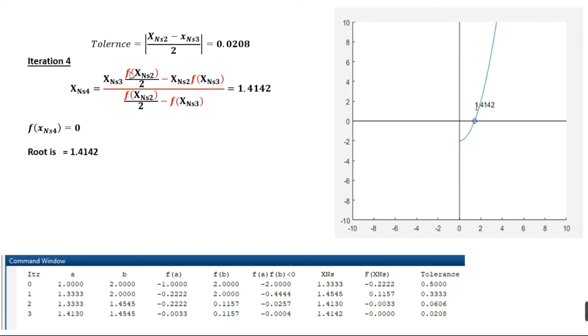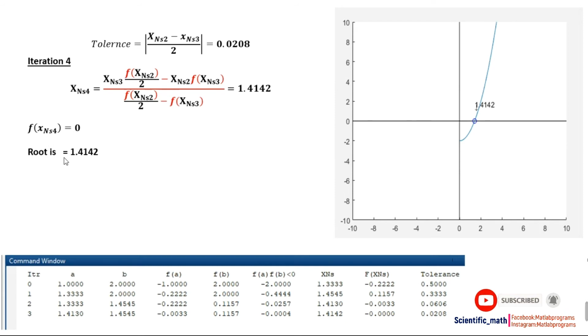So we do the next iteration 4, and we know that we have, using half of f of x2, and that is divided by 2, and this is our formula for a new iteration for x4. After substituting all these values in this formula, we get 1.4142. So we calculate the value of the function at this point x4, we get 0.